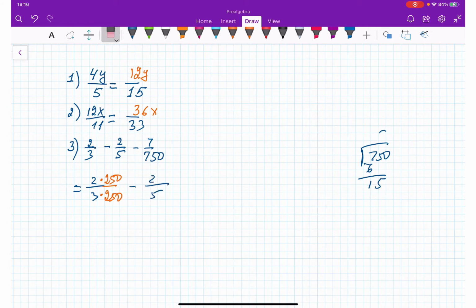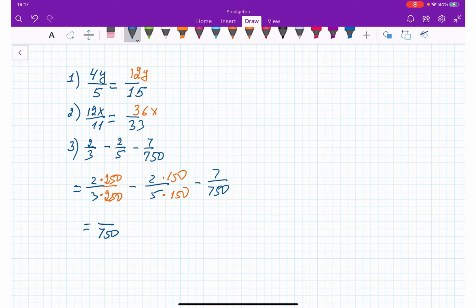So if I divide by 5, it's going to be 1 times 5 is 5. 25 divided by 5 is 5, so 150. So I have to multiply by 150 here, 150 here. And minus 7 over 750. Since we already have 750, we don't need to touch anything. Therefore, the answer is going to be over 750. Let's see.